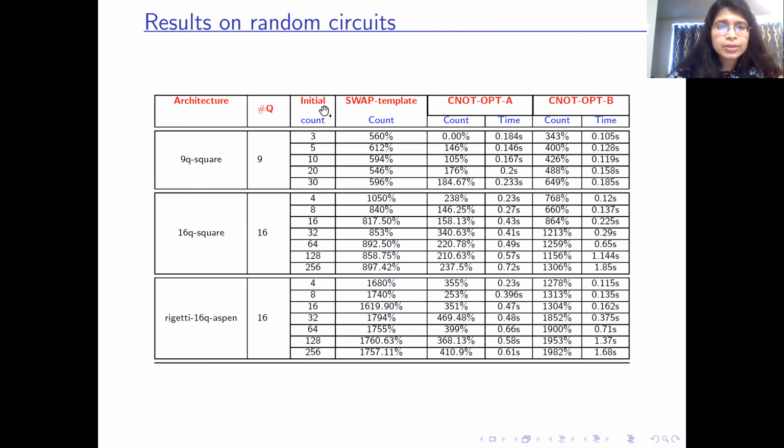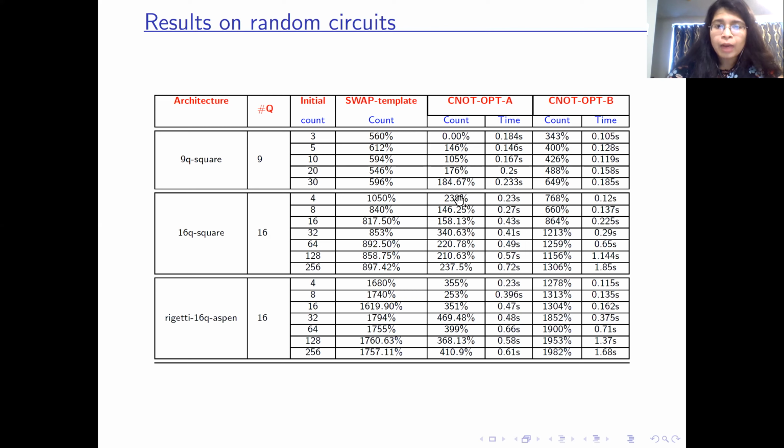These are the results on some random circuits. In the third column, we gave the initial number of CNOT gates. While synthesizing these random circuits, these were the initial number of CNOTs in those circuits. This is the overhead which we get if we use the swap template, and these are the overheads which we get if we use our 2 kinds of algorithms. So here we see that if we use the first kind of slicing, then we get considerably less overhead.